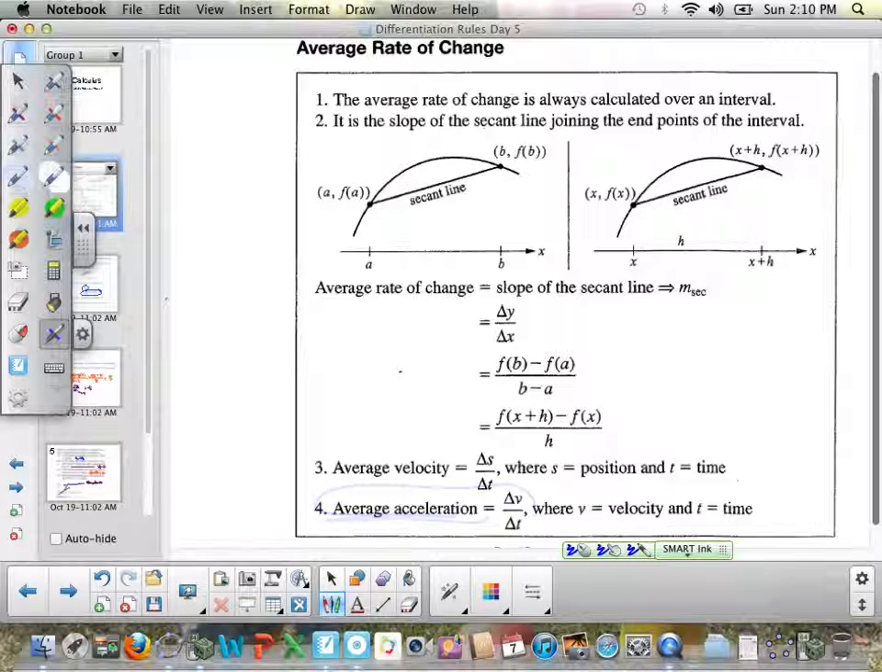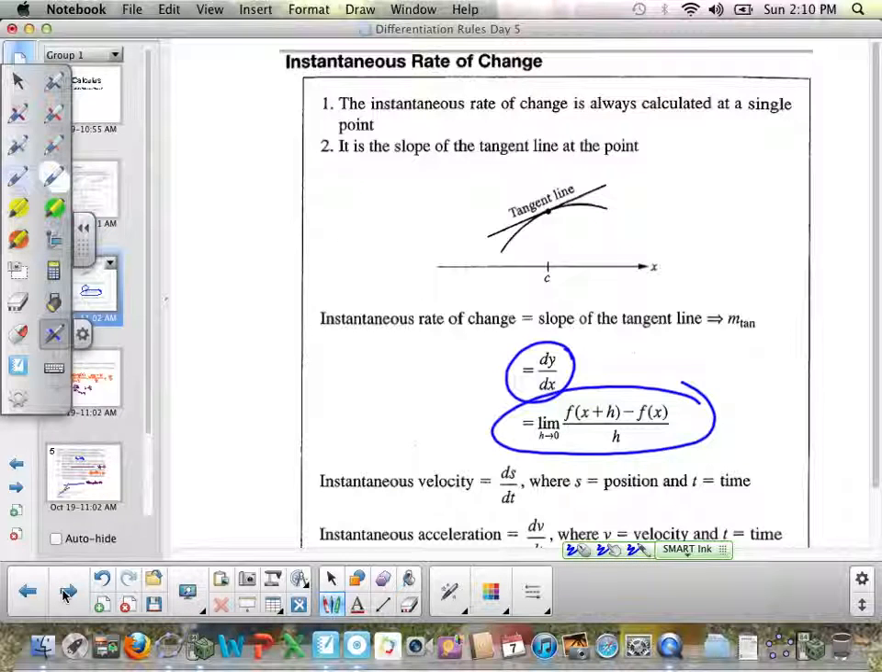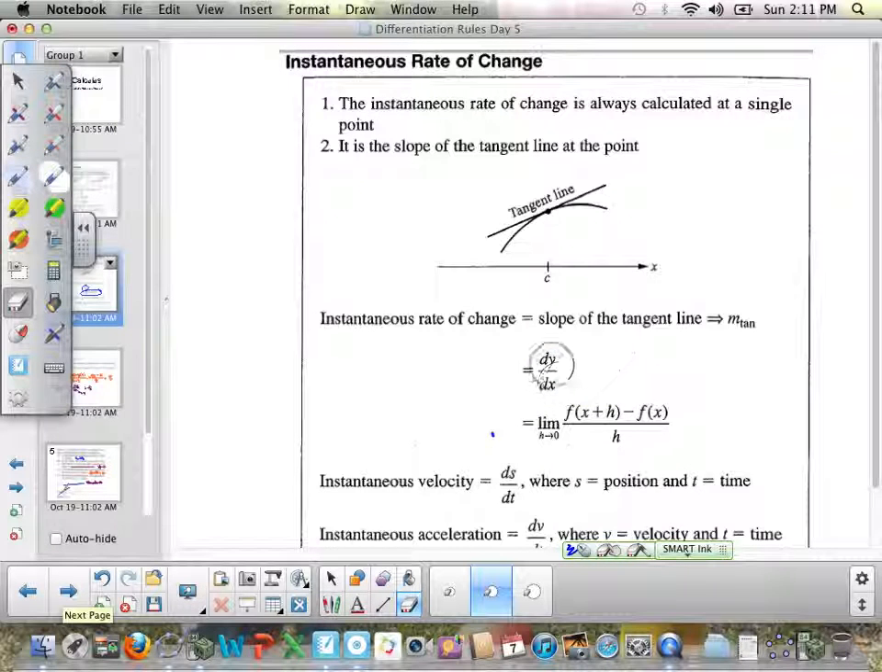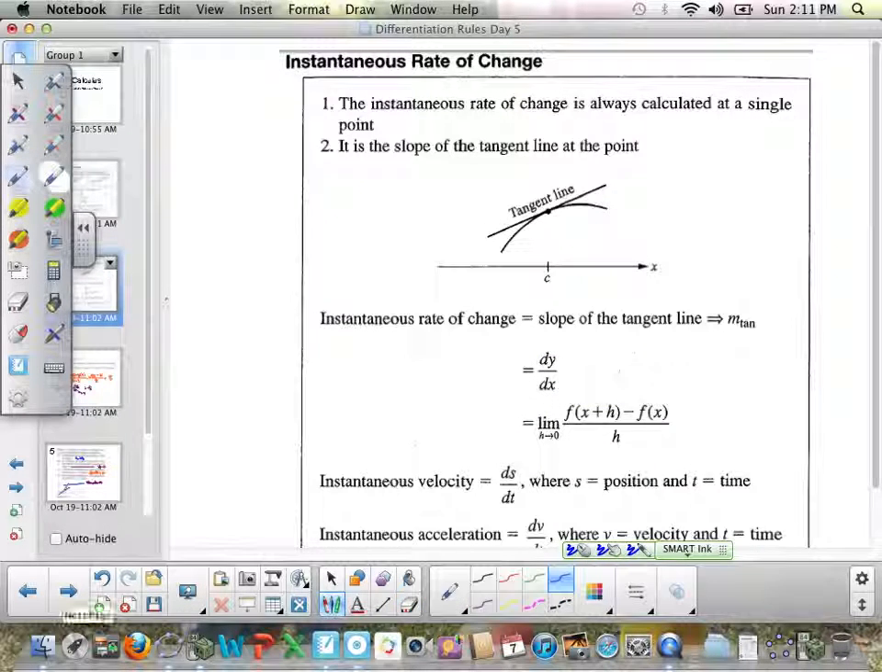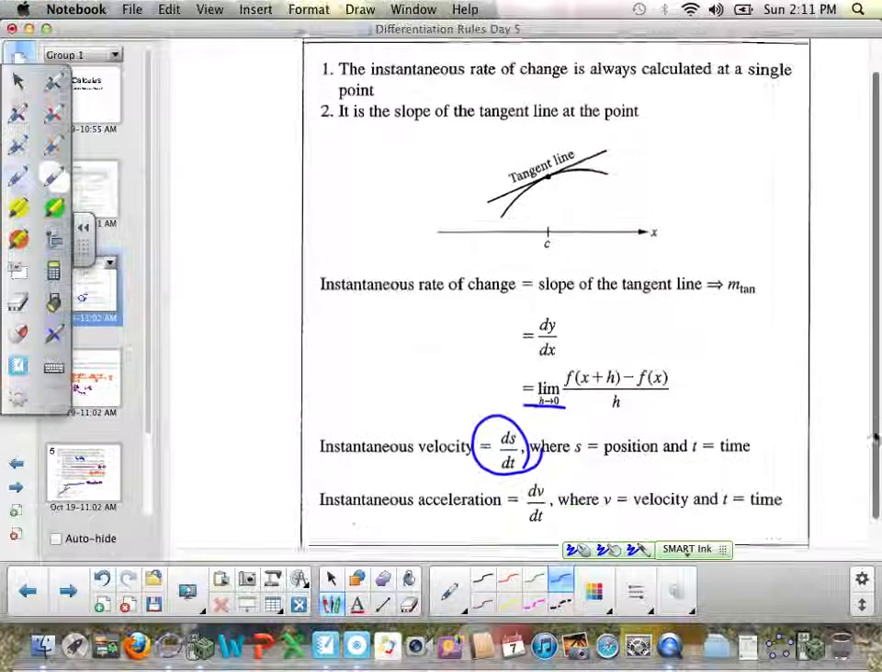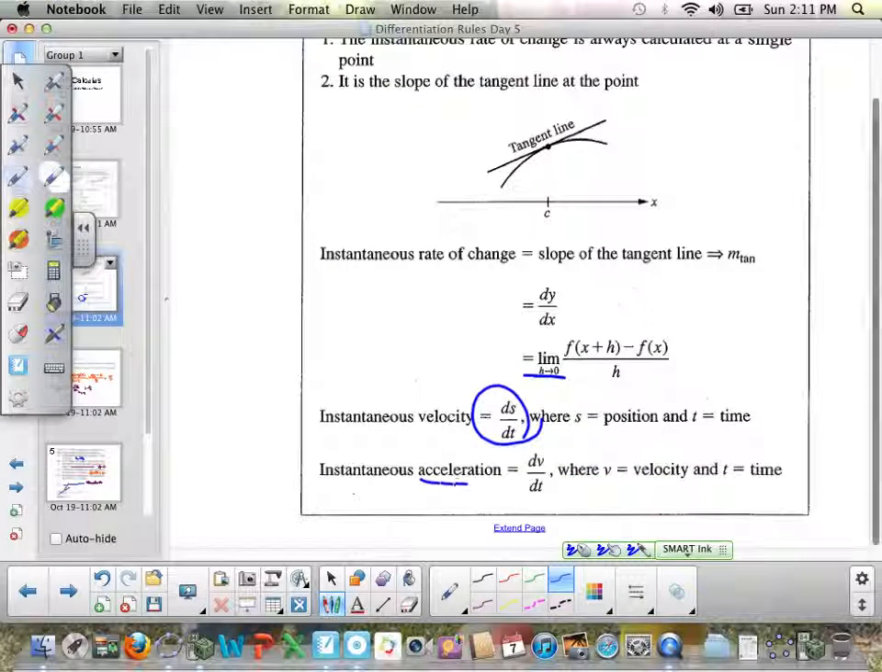For instantaneous rate of change, we let the 2 points approach each other and we end up with the derivative. The derivative of position is velocity. The derivative of velocity is acceleration.